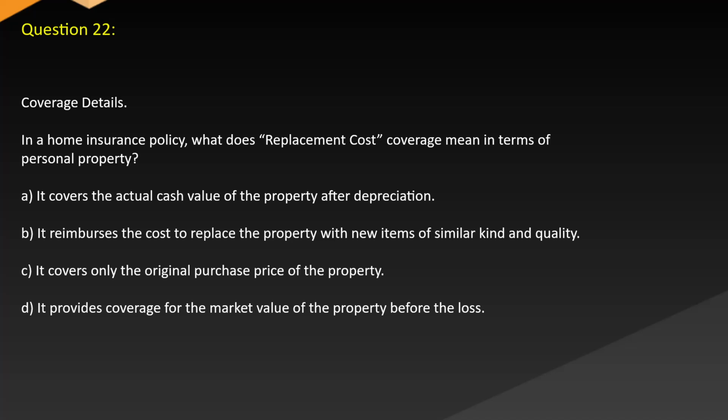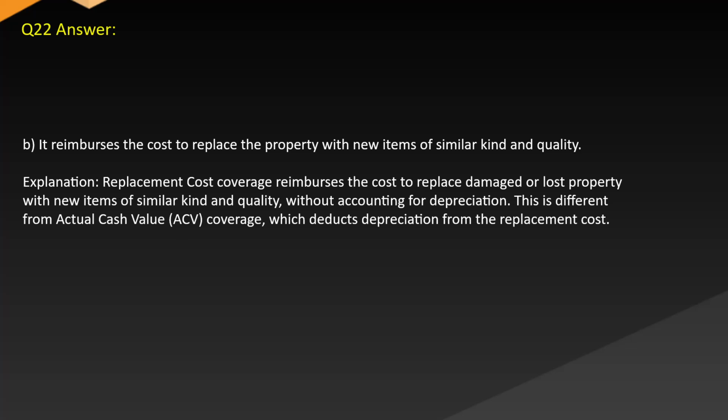A. It covers the actual cash value of the property after depreciation. B. It reimburses the cost to replace the property with new items of similar kind and quality. C. It covers only the original purchase price of the property. D. It provides coverage for the market value of the property before the loss. Answer: B. It reimburses the cost to replace the property with new items of similar kind and quality.